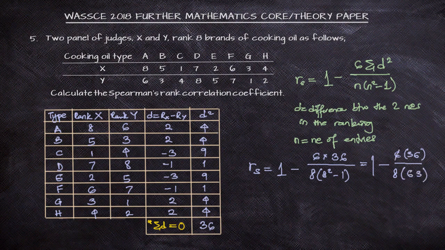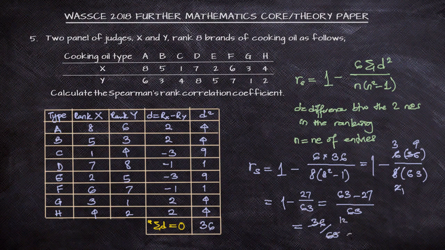So we can cut, let's cut with 4. 4 in 36 is 9, 4 in 8 is 2, 2 in 8, 1, 2 in 6, 3. So we have 1 minus 27 over 63. And if you find the LCM, that will be 36 over 63. 3 can go in both numerator and denominator, and we'll have 12 over 21. So that is the correlation coefficient that we are asked to find.